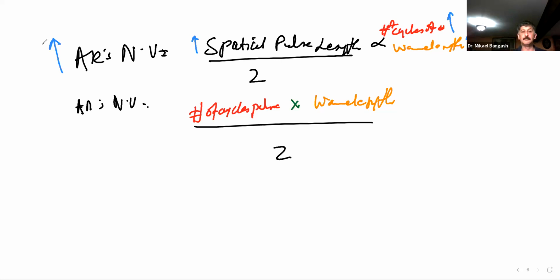Did that make sense? Whereas we could say, if you have a pulse with either a low number of cycles and or each cycle had a small wavelength, that will mainly mean that you will have a lower spatial pulse length, which mainly will mean that you will have a lower numerical value for the axial resolution. Did that make sense? Yeah.